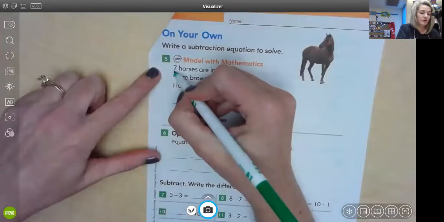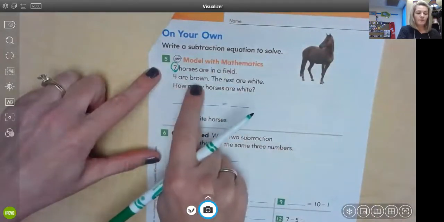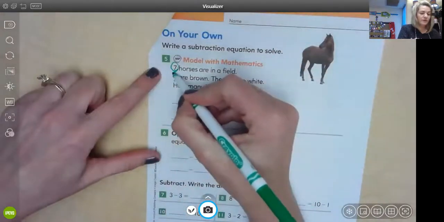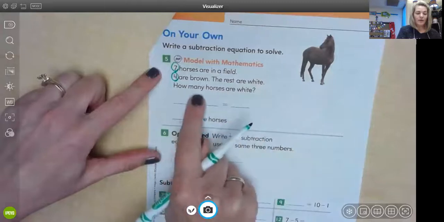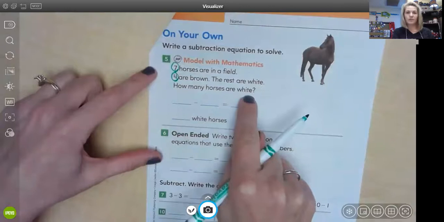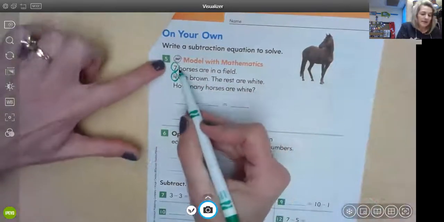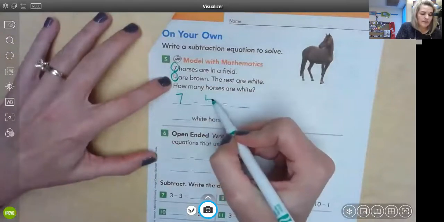We are going to circle the first number we see, 7. 4 are brown. I'm going to circle the 4 brown. And the rest are white. How many horses are white? Okay, so we're going to try to figure out how many horses are white. All right, so we're going to take this big number, 7, and we are going to subtract 4.